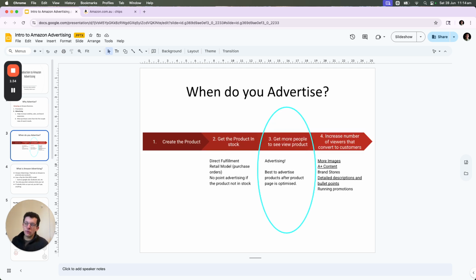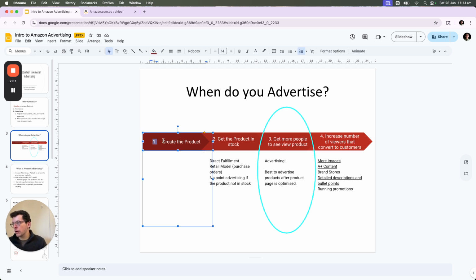And then when do you want to advertise? Generally speaking, the flowchart for your Amazon journey is, first of all, the most important thing is to actually create the products. If the product isn't on Amazon, everything else is irrelevant. So you want to make sure that the product is created and added to your Vendor Central catalog, there's an ASIN number and there's a live detail page. So that's the first step.